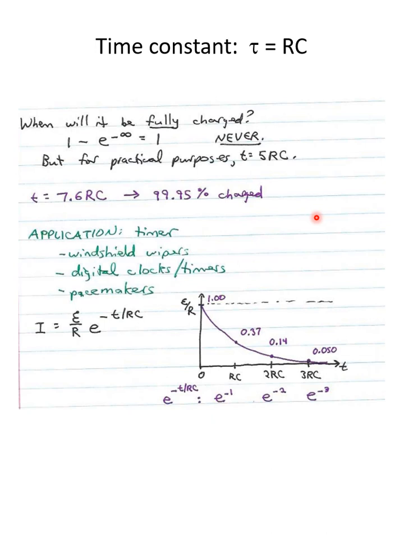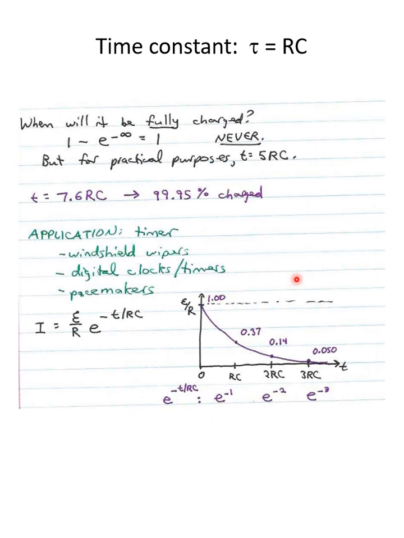Other applications of timers are windshield wipers. You can have them slow or fast. Well, that has to do with a resistor and a capacitor, and the various resistance and capacitance change the timing. As I said, digital clocks and timers, pacemakers also.